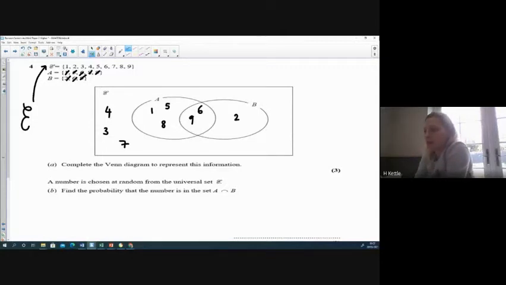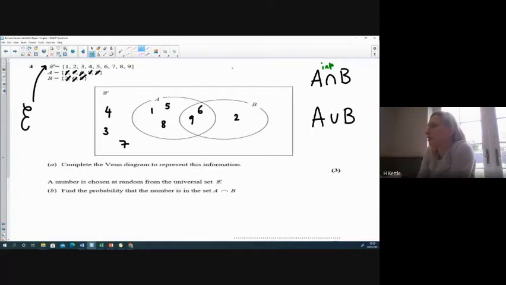Perfect. A number is chosen at random from the universal set. Find the probability that the number is in the set A intersect B. So we've got two possible, well, the two big ones are this or this. Now, I like to think of this one as "and" and this one as "or", so like fish and chips. The other stupid thing I do to remember it, this one is called the intersect, and this one is called the union.